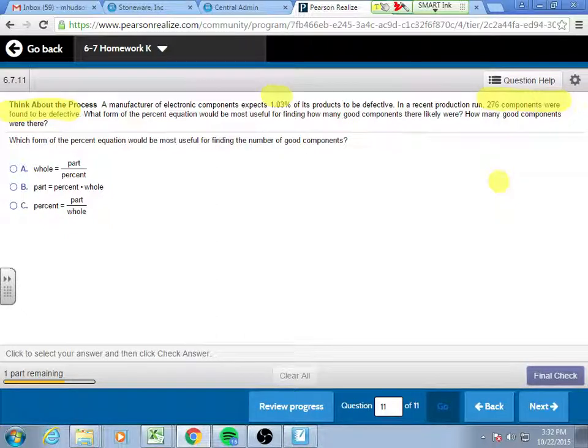It's all of them. Are you thinking every single part they make is defective? Wait, the way you said it sounded like it was. It's part of them. Whole. 276 components were found to be defective. Oh, I know. So the defective ones are the parts. I know what it is.